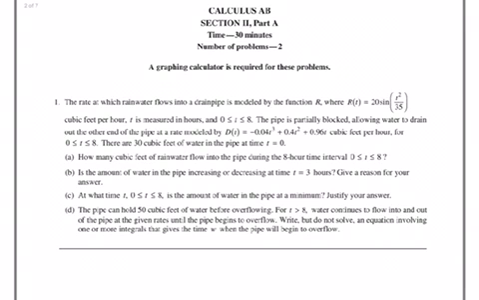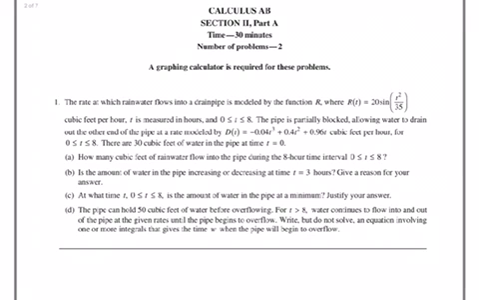The pipe is partially blocked, allowing water to drain out the other end of the pipe at a rate modeled by d(t) equals negative 0.04 t cubed plus 0.4 t squared plus 0.96 t cubic feet per hour for 0 to 8 hours. There are 30 cubic feet of water in the pipe at time t equals 0. How many cubic feet of rainwater flow into the pipe during the 8-hour time interval between 0 and 8?